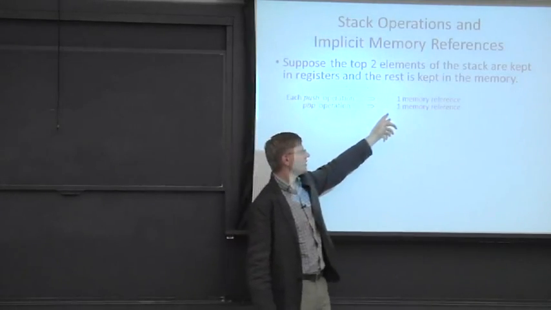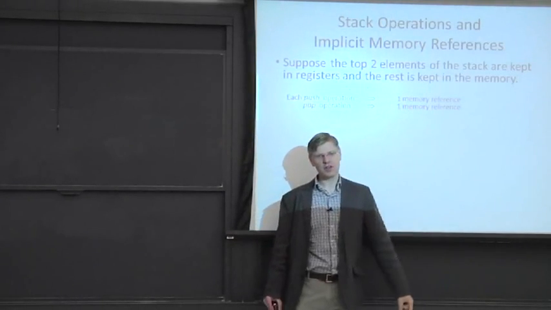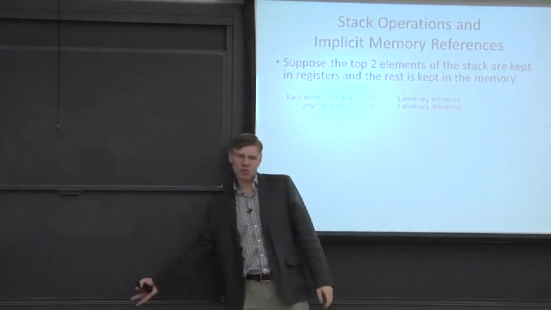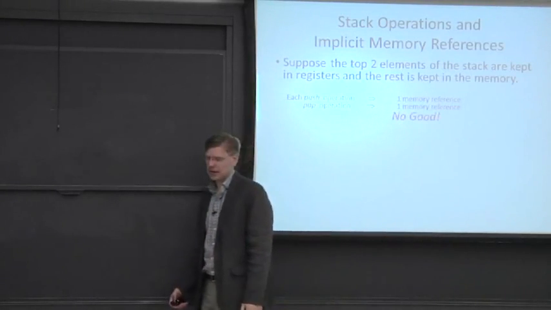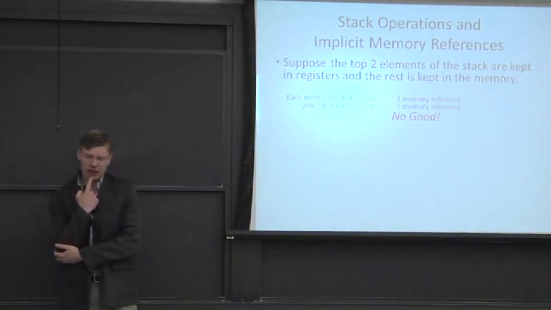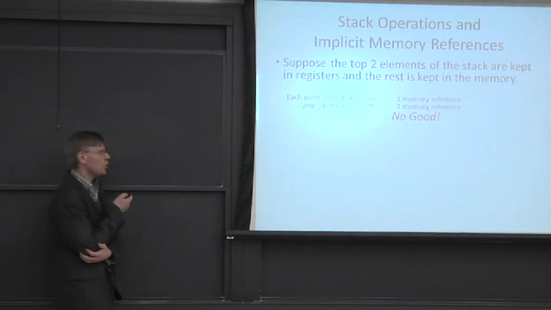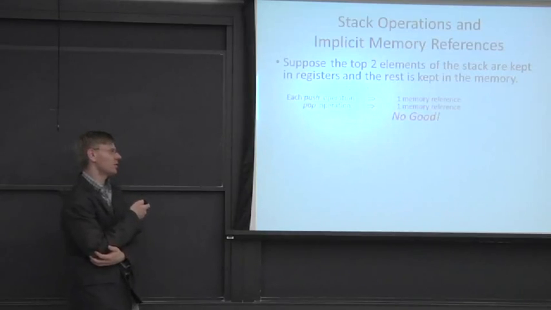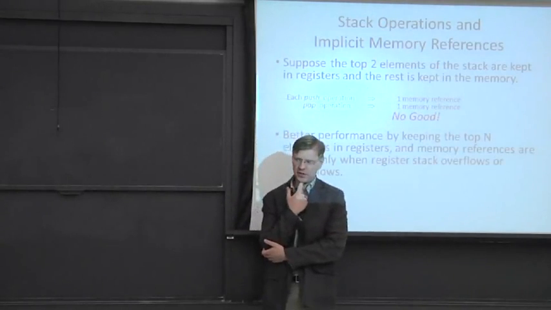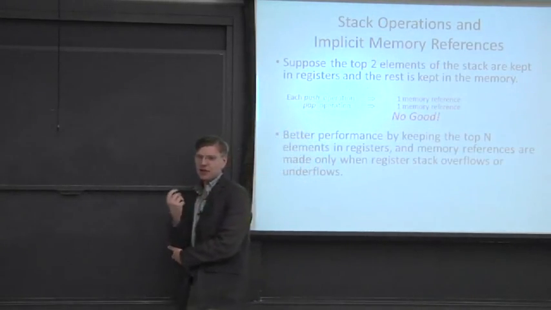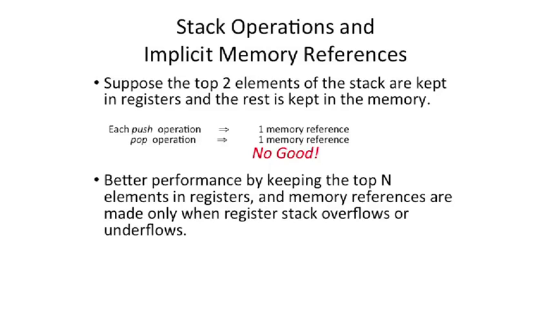But more so than that, you might have extra memory references here as the stack spills over into main memory, and you might have to pull something back in from main memory. That's not very good, because you might end up with a push having more than one memory reference. So one optimization from a microarchitecture perspective is to have n elements of your stack in registers very close to the processor, and only access main memory when the register stack overflows and underflows.